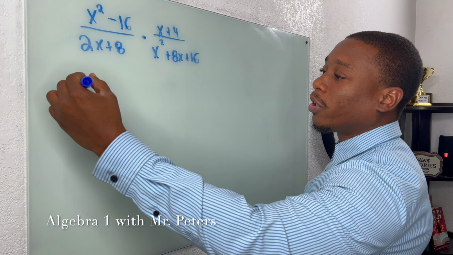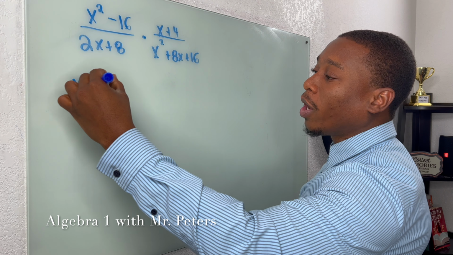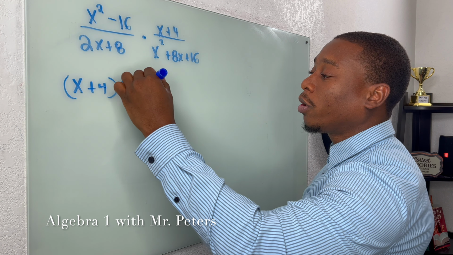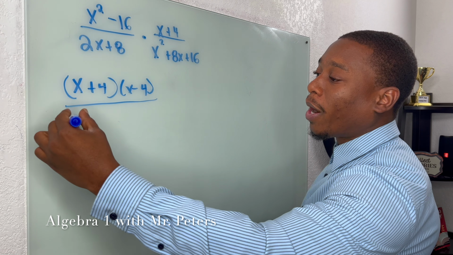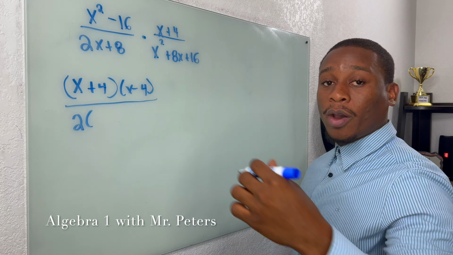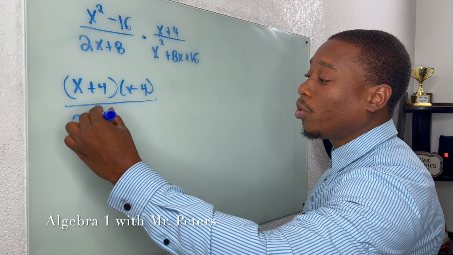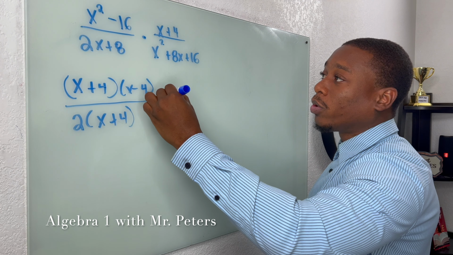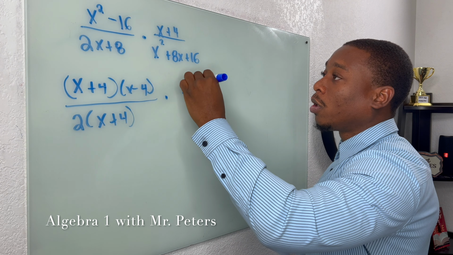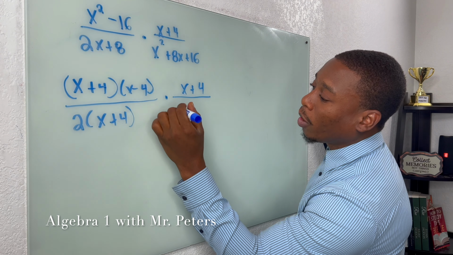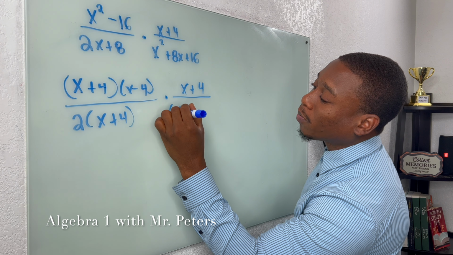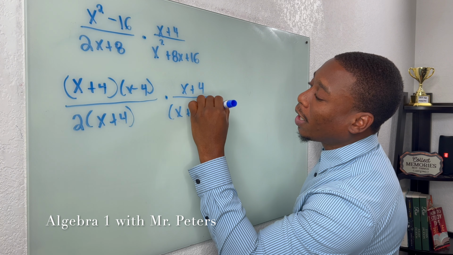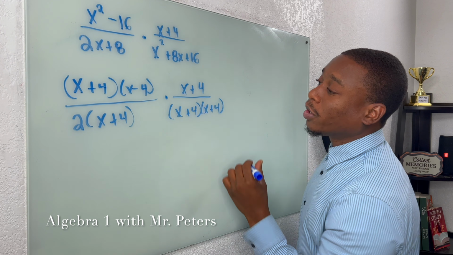So I look up here at the top in that first fraction. We have x plus 4 times x minus 4. And then we could simplify the bottom by pulling out a greatest common factor of 2. Now we have x plus 4 on the bottom. And then when we go to the second half of the fraction, top stays the same. On the bottom, we're going to have x plus 4 times x plus 4.